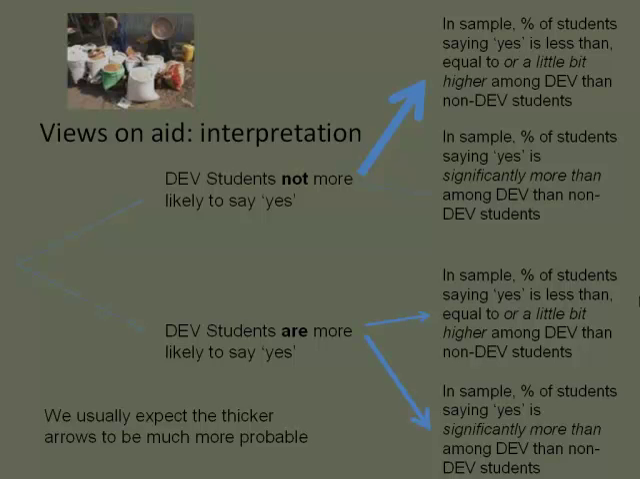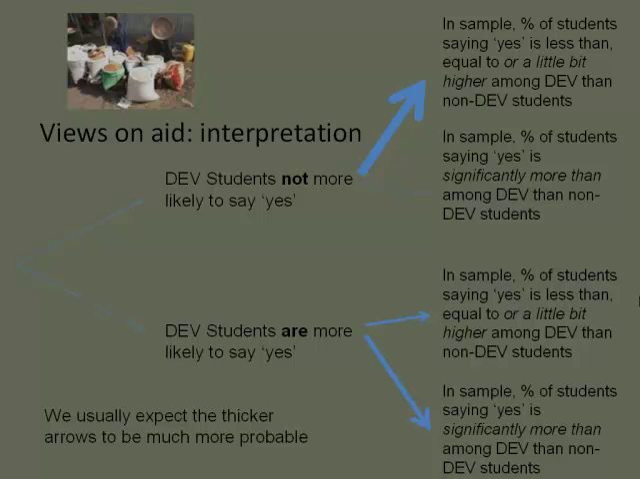So if in the whole population dev students are not more pro-aid, we're up here. If in the whole student population there's no real difference, and dev students and non-dev students have pretty much the same views, then you're more likely in your sample to get that kind of same result. But it's possible, so a thin arrow, that you could happen to choose a sample where the dev students are considerably in front.